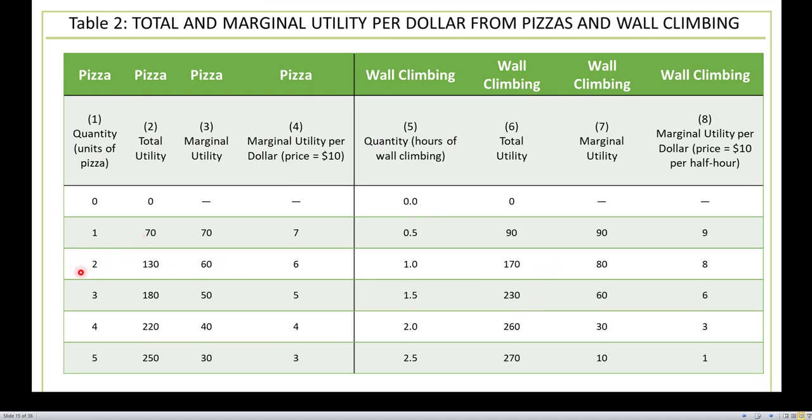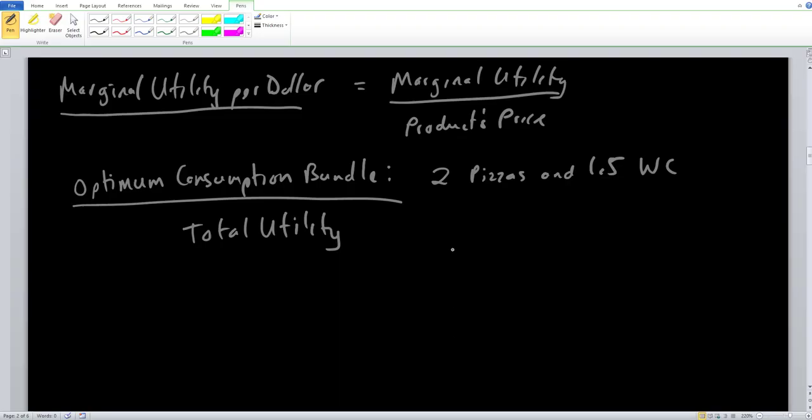At 2 units of pizza, we get 130 units of satisfaction, and at 1.5 hours of wall climbing, we get 230 units of happiness. So we add these 2 numbers together, 130 plus 230, and this will give us 360 units of utility. So 130, which comes from 2 pizzas, we add in 230, which comes from 1.5 hours of wall climbing, and this will give us 360 units of total satisfaction.